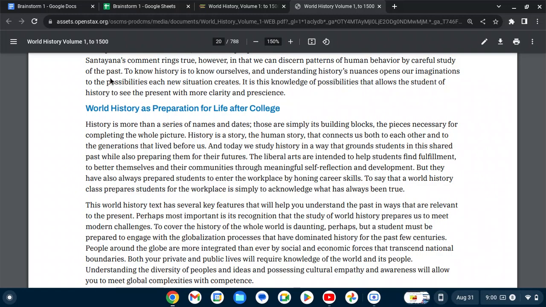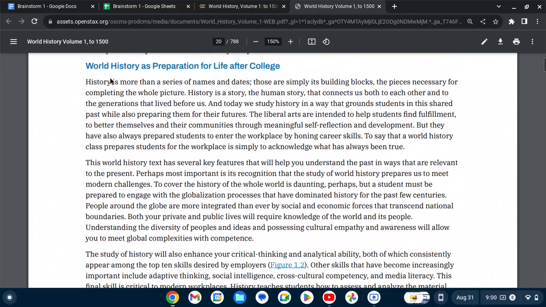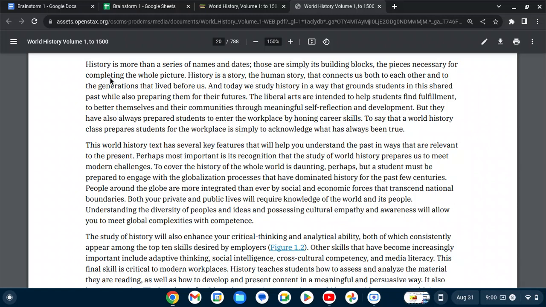Santayana's comment rings true, however, in that we can discern patterns of human behavior by careful study of the past. To know history is to know ourselves, and understanding history opens our imaginations to the possibilities each new situation creates. It is this knowledge of possibilities that allows the student of history to see the past with more clarity and presence. World history is preparation for life after college. History is more than a series of names and dates. Those are simply its building blocks, the pieces necessary for completing the whole picture.